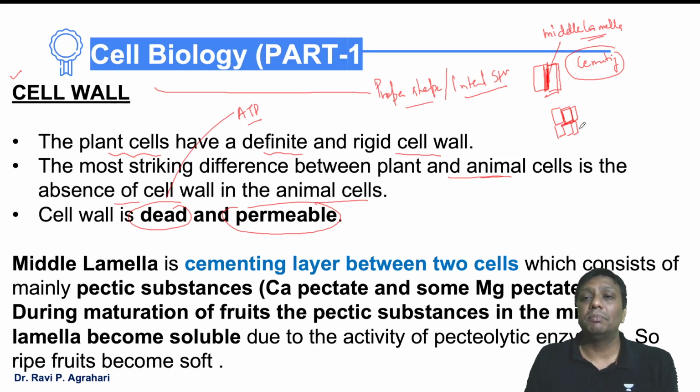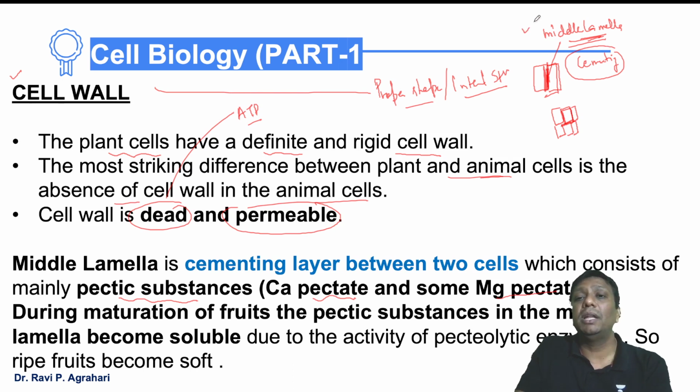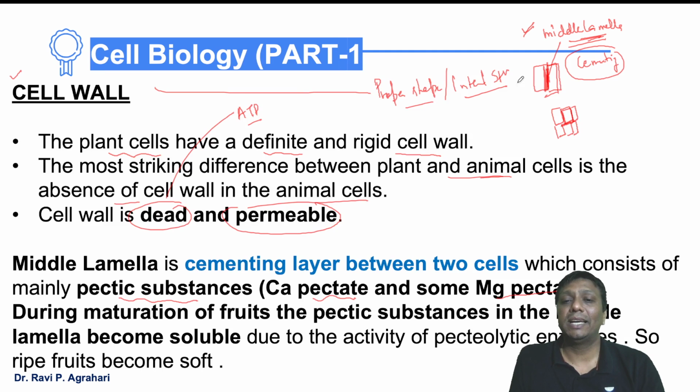Okay, you know what happened? This middle lamella is made up of pectic substances. What about the pectic substances? They are made up of calcium pectate and magnesium pectate. You know what happens during the ripening process? During the ripening process, this middle lamella is going to dissolve. And whenever the middle lamella dissolves, the fruit becomes soft. So I hope you can understand, guys, what happens during the ripening of the fruit.